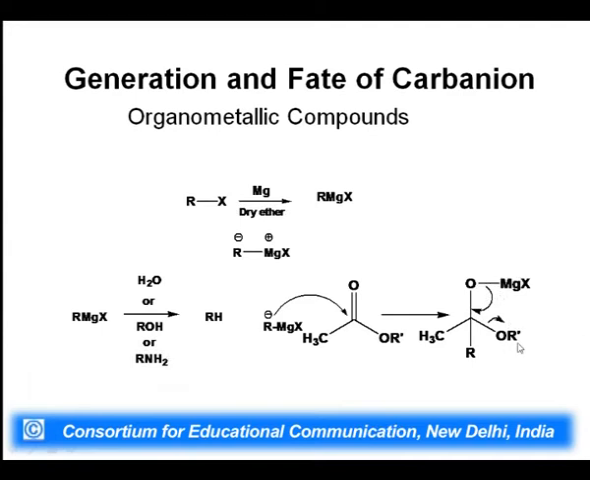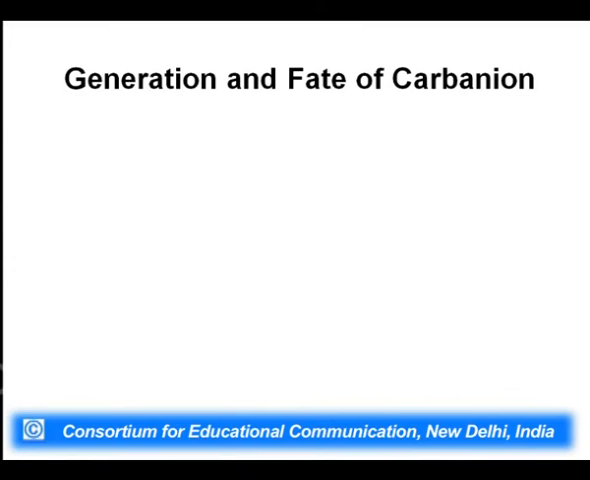This OR minus thing goes away to give you a ketone, or if there was the other H... no, in this case there would be a ketone only, because we are taking the ester. If you had taken the formyl ester, then maybe an aldehyde would appear. So the reaction does not stop here, and another group of R adds on to give you finally a tertiary alcohol in case of the esters. The fate and generation of carbanion is this much.